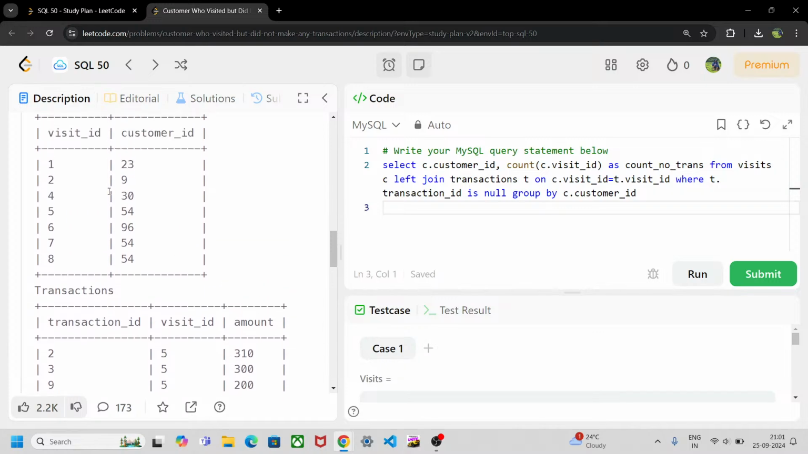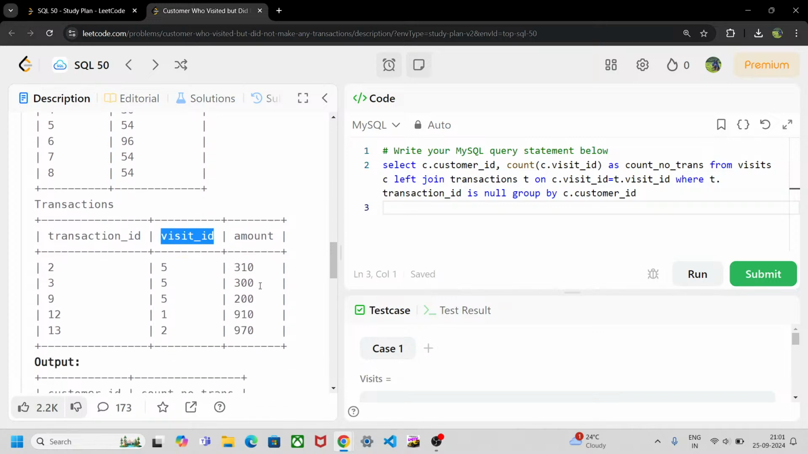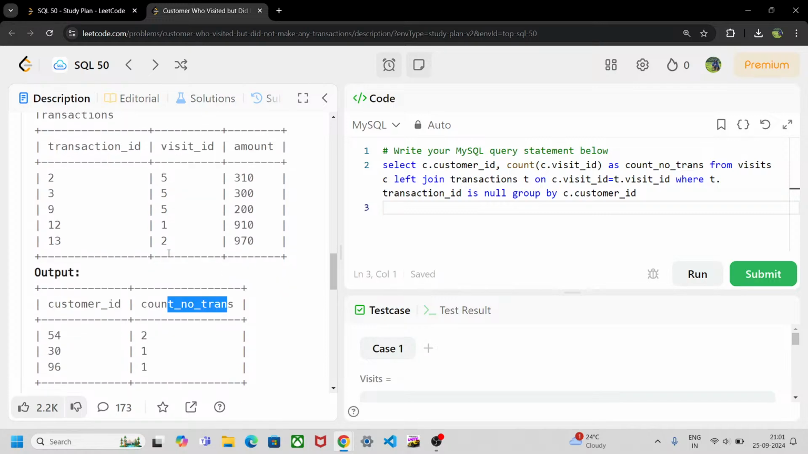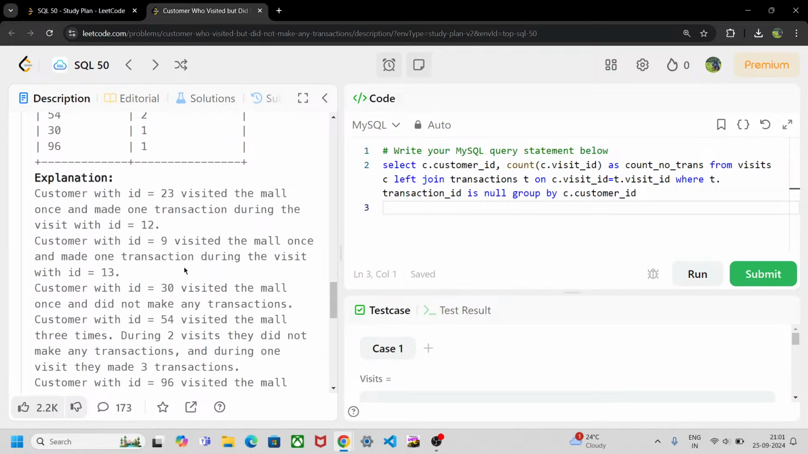So by the look of it, we can connect the two tables on visit ID. Okay, so this is the common ID, and then we just need the customer ID and count the number of transactions. Okay, so you can go through the explanation.